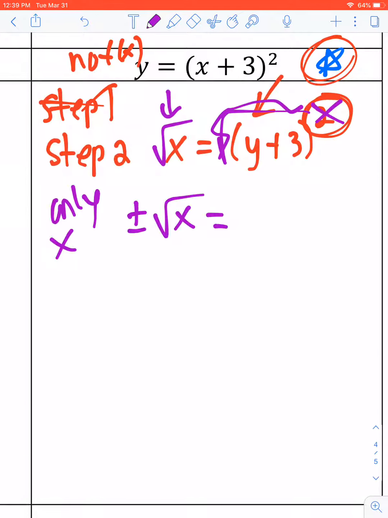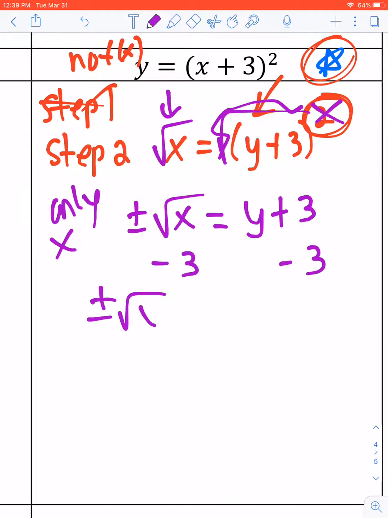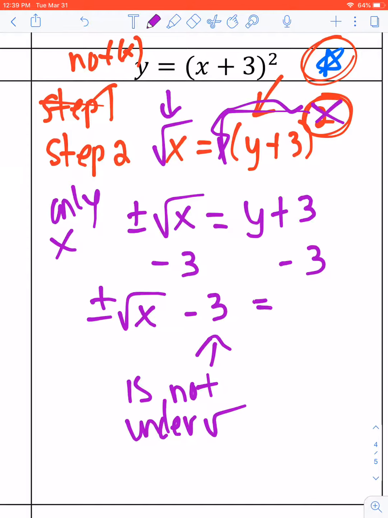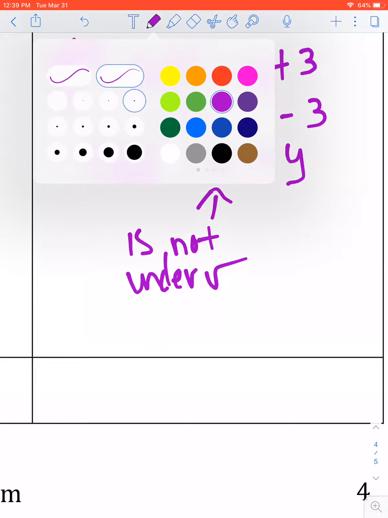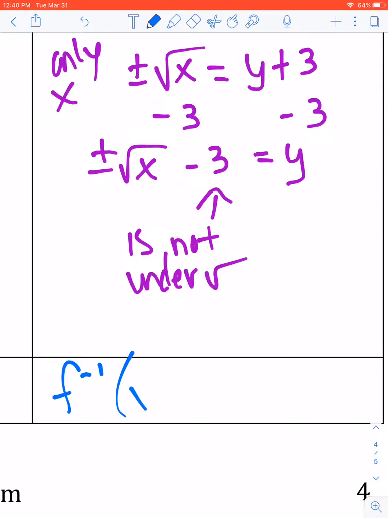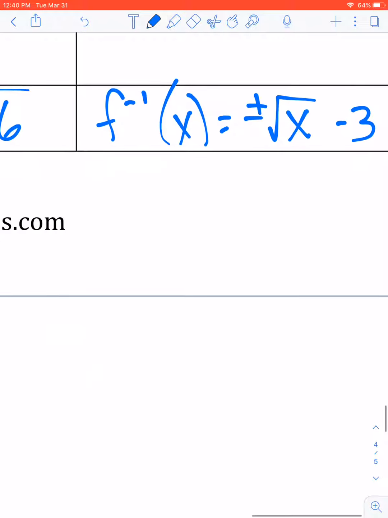Now the square and the square root cancel, giving me a y plus 3. So when I get the y by itself, I'm going to subtract 3 from both sides. But to be clear, that minus 3 is not under the radical. So my final answer is that the inverse of x is equal to plus or minus root x only, with a minus 3 on the outside.